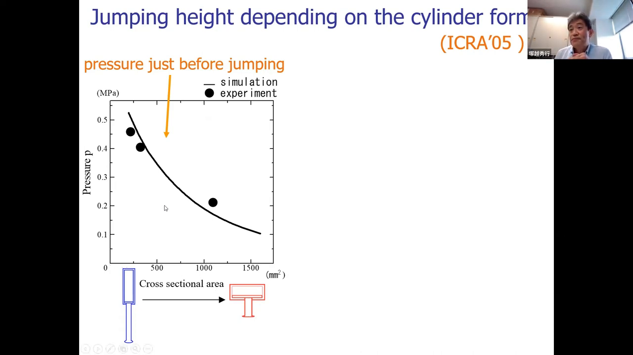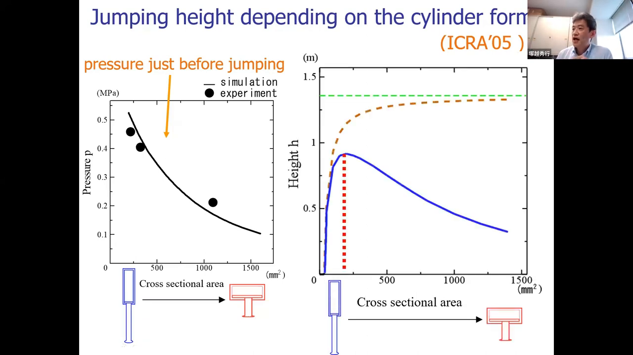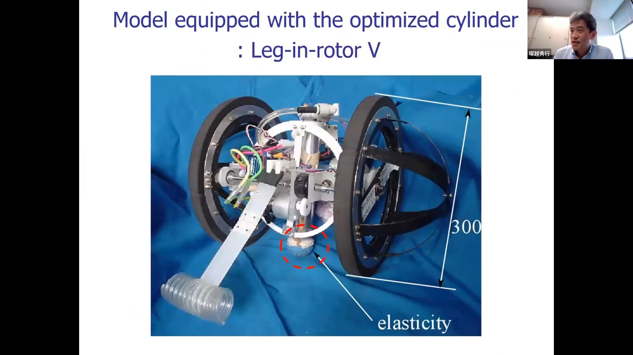And this is the pressure just before jumping. As you see, the pressure itself is decreased if the cylinder becomes fatter and fatter. Then as a result, the jumping height, which can be maximized, can exist like that. And if you design the cylinder with the optimal value, you can maximize the jumping height. And this is a robot which is designed in that way.